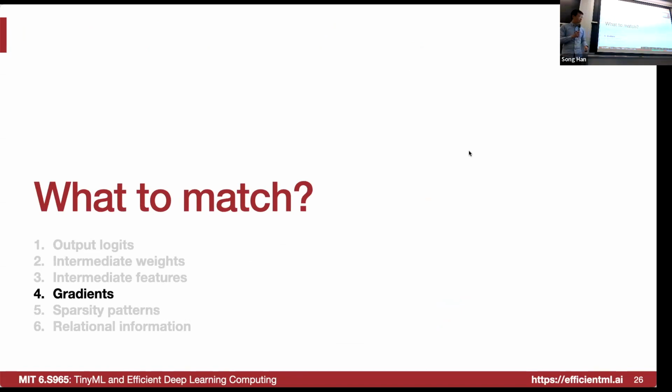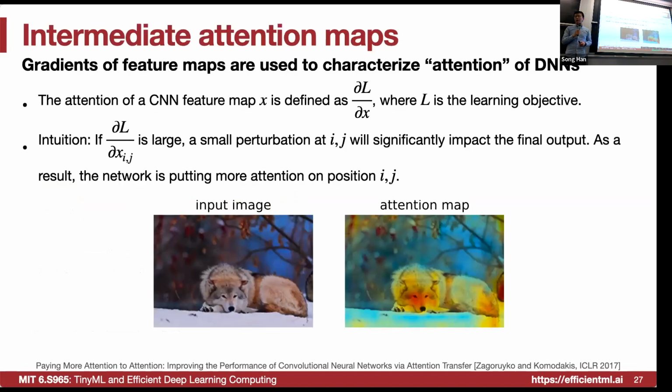All right. So we talked about matching intermediate features. How about intermediate gradients? We want to match the gradient produced from the teacher model versus the gradients produced by the student model. Actually, the gradient with respect to the feature map is also called the attention. Basically, the attention of the feature map is the loss over the activation. If we change this intermediate activation by one unit, how much will the output change? That is the derivative of the loss over x.